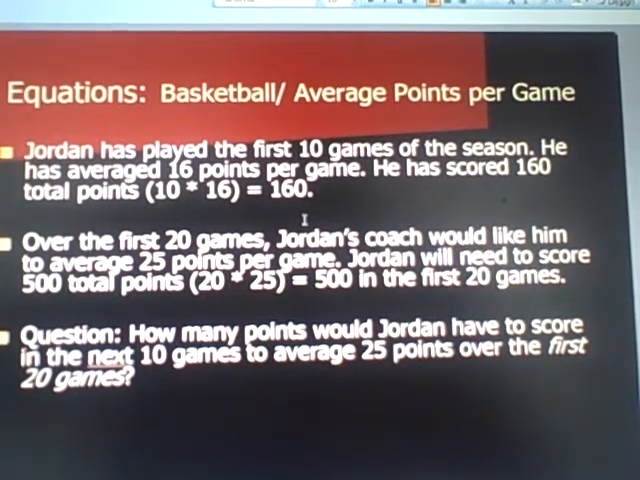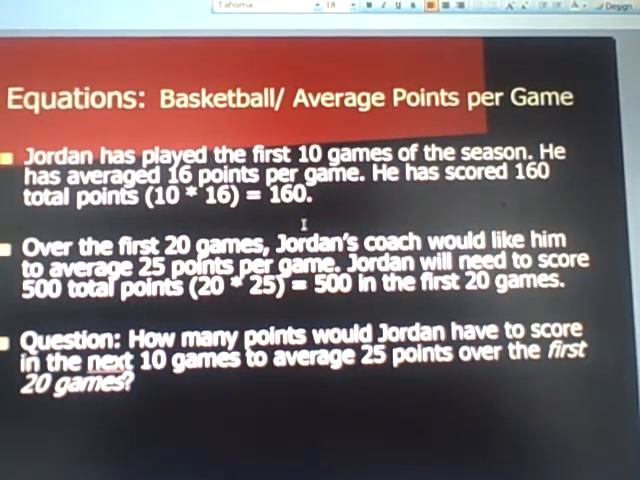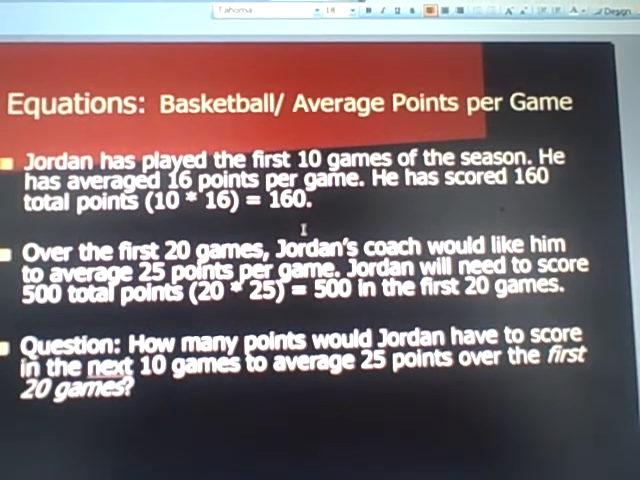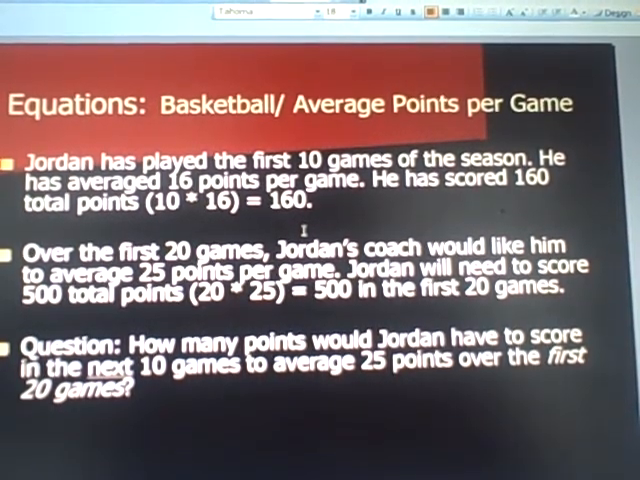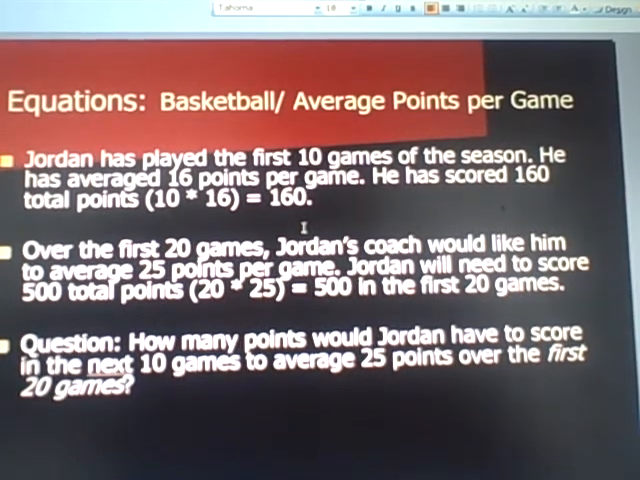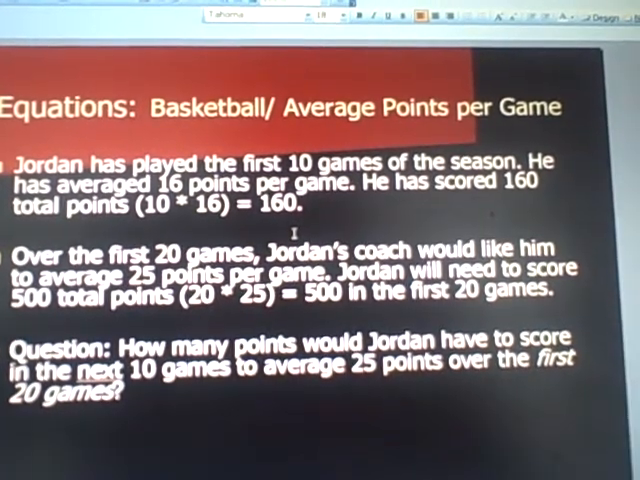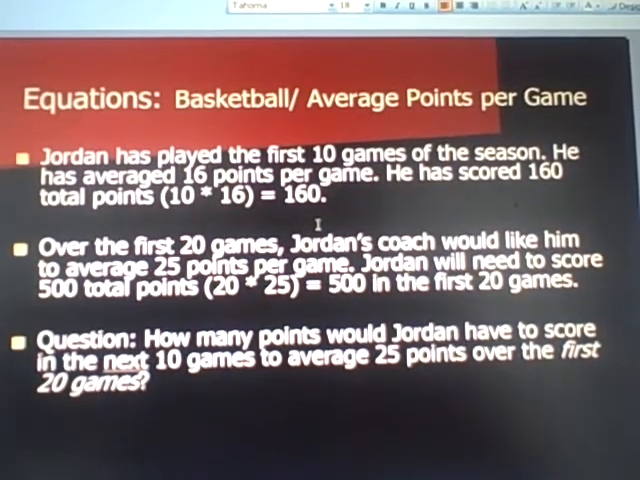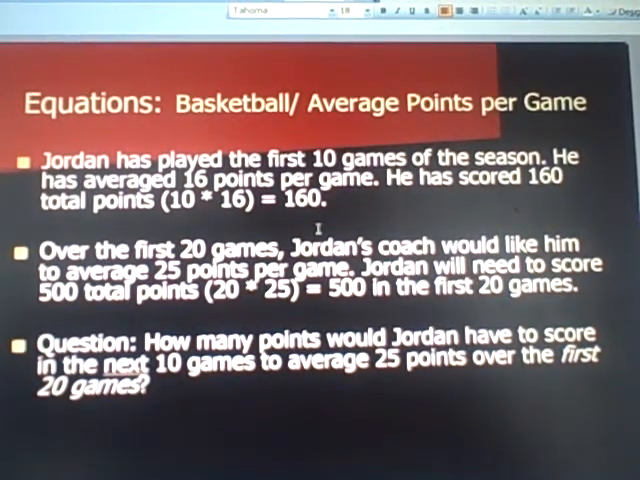Top of the page, Jordan has played the first 10 games of the season. He's averaged 16 points per game. He has scored 160 points. 10 games times 16 points equals 160. Over the first 20 games, with the next 20 games, Jordan's coach would like him to average 25 points per game. Jordan will need to score 500 total points in the first 20 games.